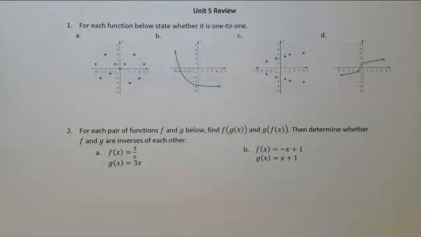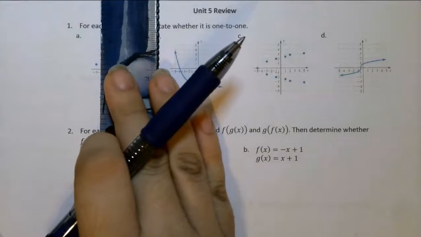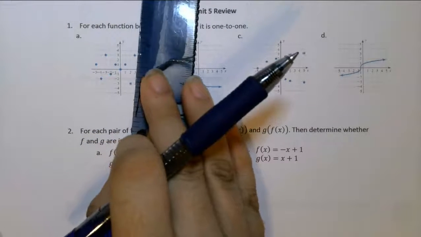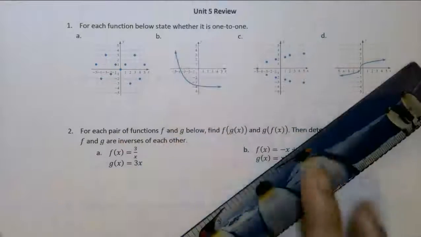Okay, so in order to decide if a graph is a function, it has to first pass the vertical line test, and then to see if it's one-to-one, it has to pass the horizontal line test. So what I'm going to do is check to make sure none of my points on this first graph are failing the vertical line test. It passes, it's a function.